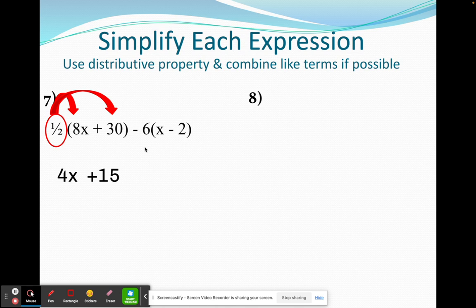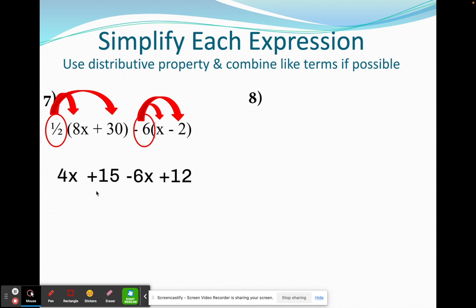Now I'm going to distribute this. Think of it as negative 6 to the x. So negative 6 times x will give me a negative 6x or a minus 6x. Then the negative 6 times negative 2 will give me a positive 12. Those can get tricky. Make sure you catch that minus in front of there. So now I have 4x plus 15 minus 6x plus 12.